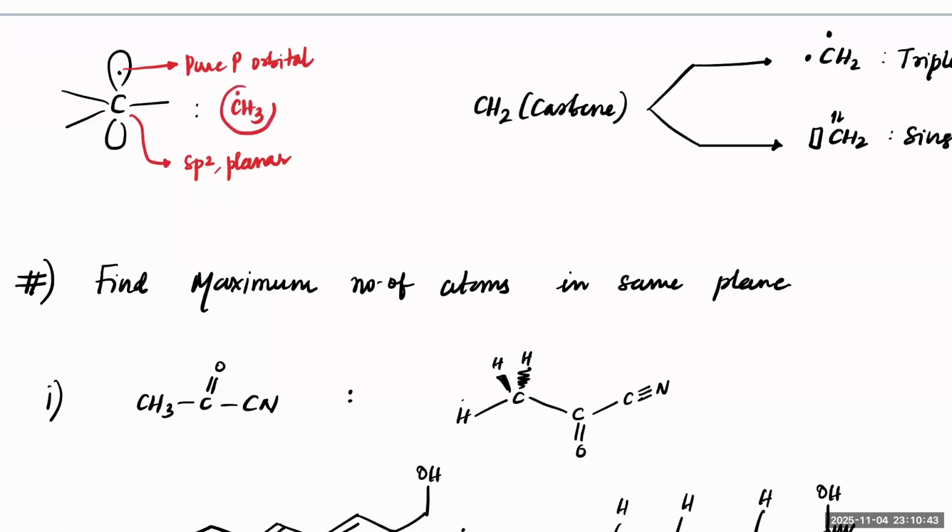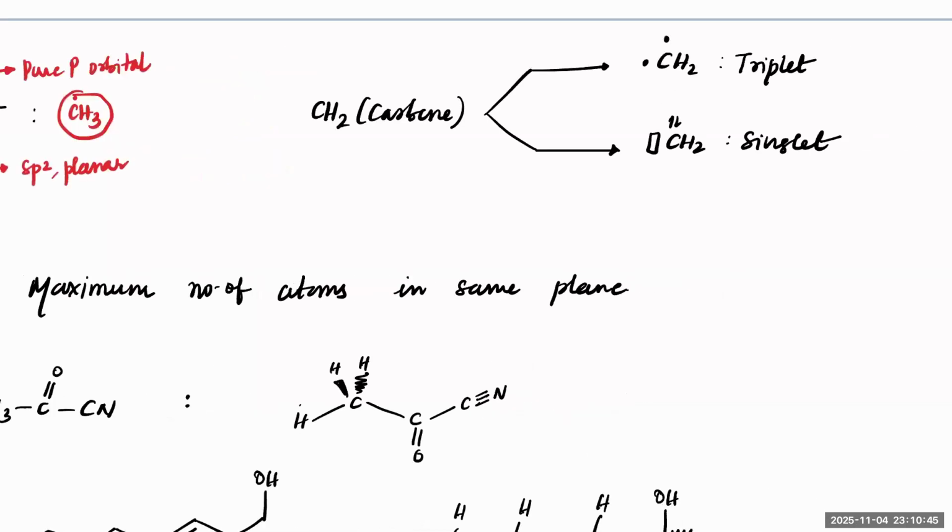Right. Next, if you have CH2, this is called a carbene. In carbene, basically, carbon has an incomplete octet. So you can see only two bonds, one pair of electrons. So the octet is not completed. It has only 6 electrons at any point of time.